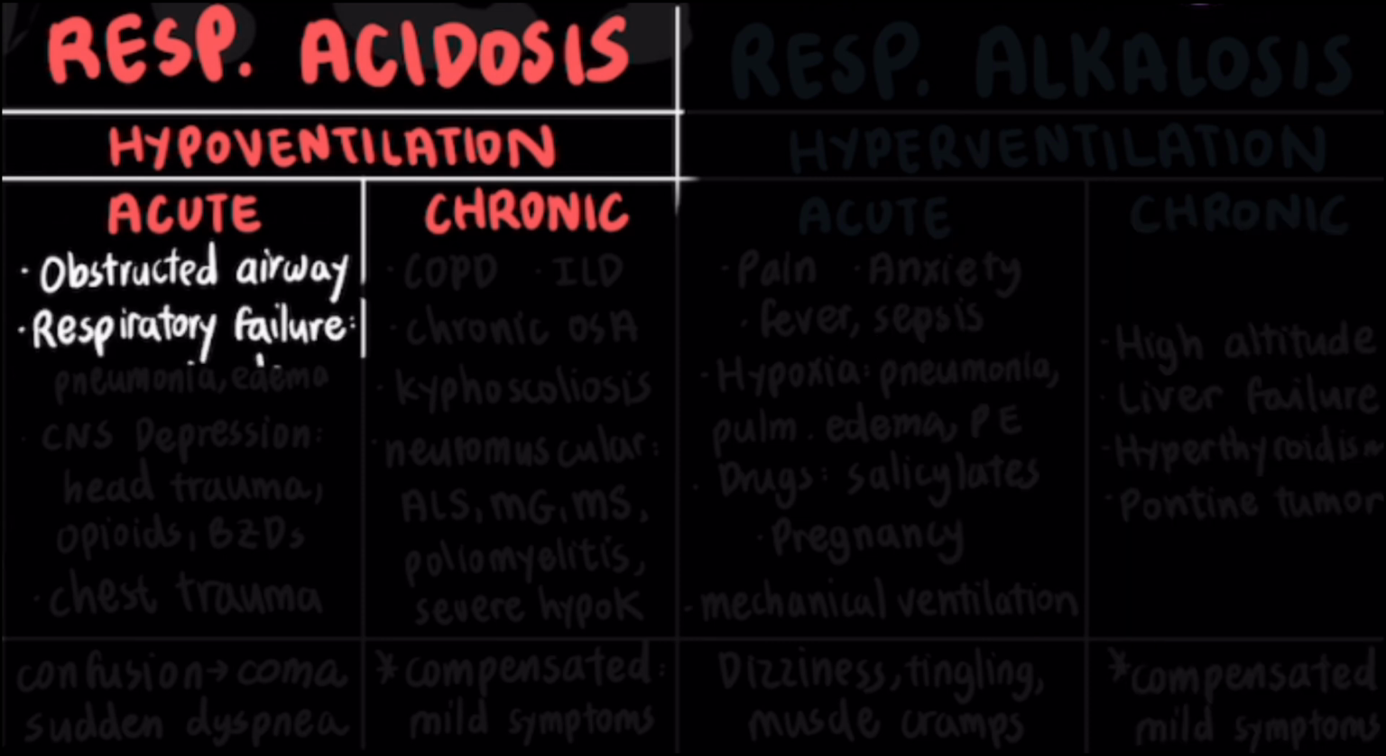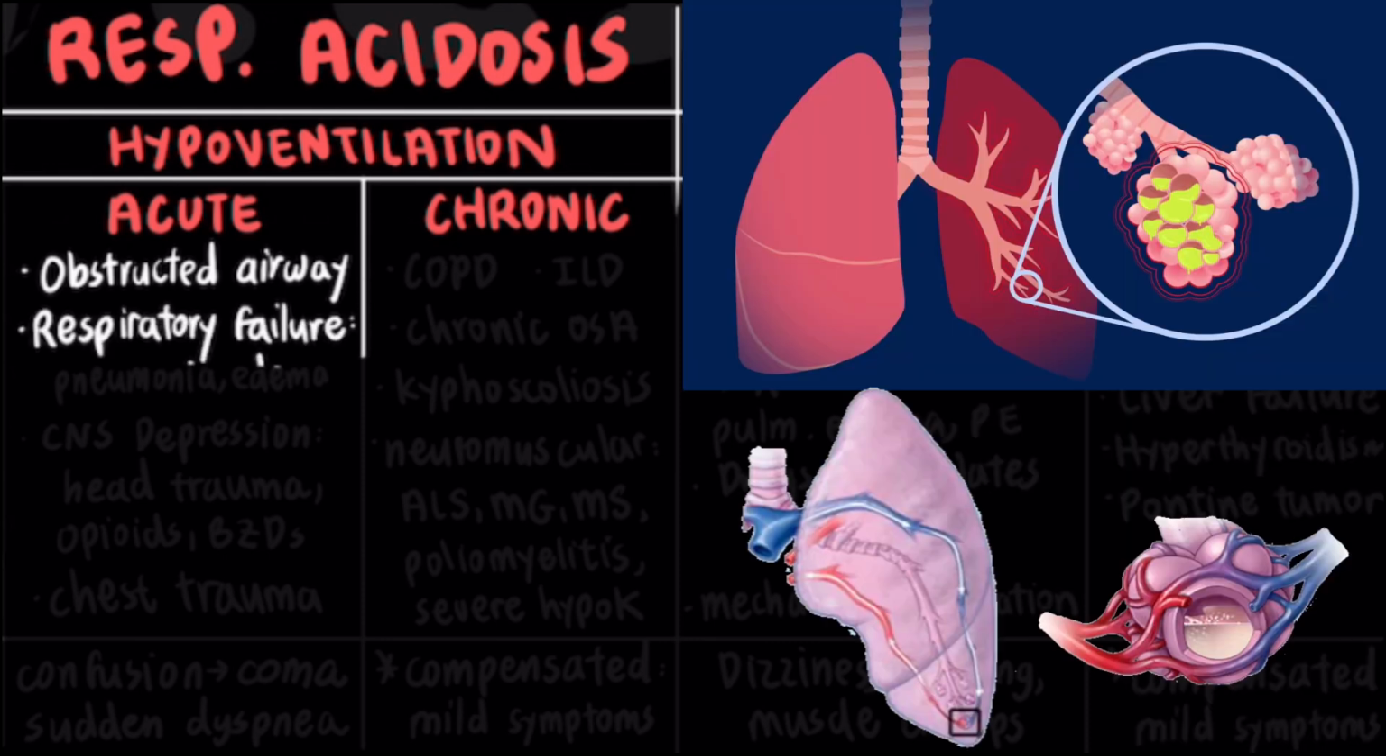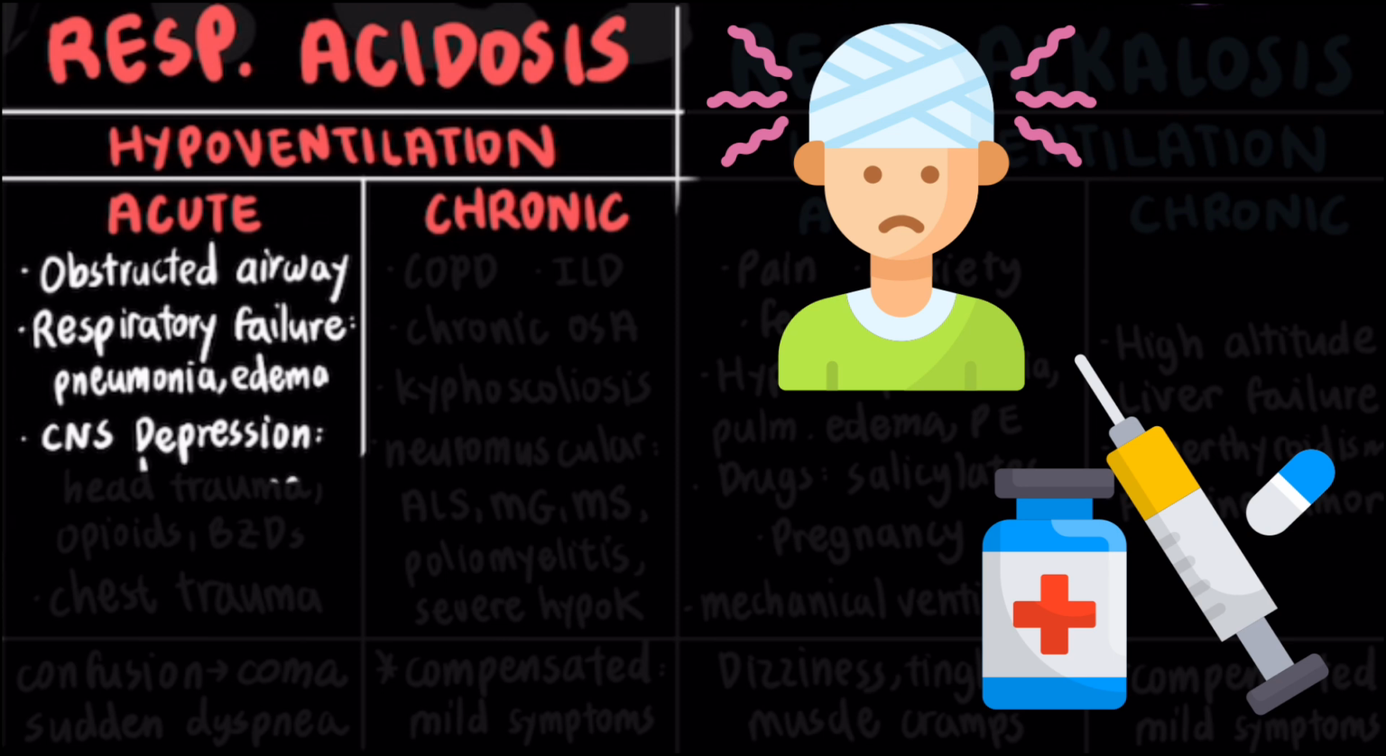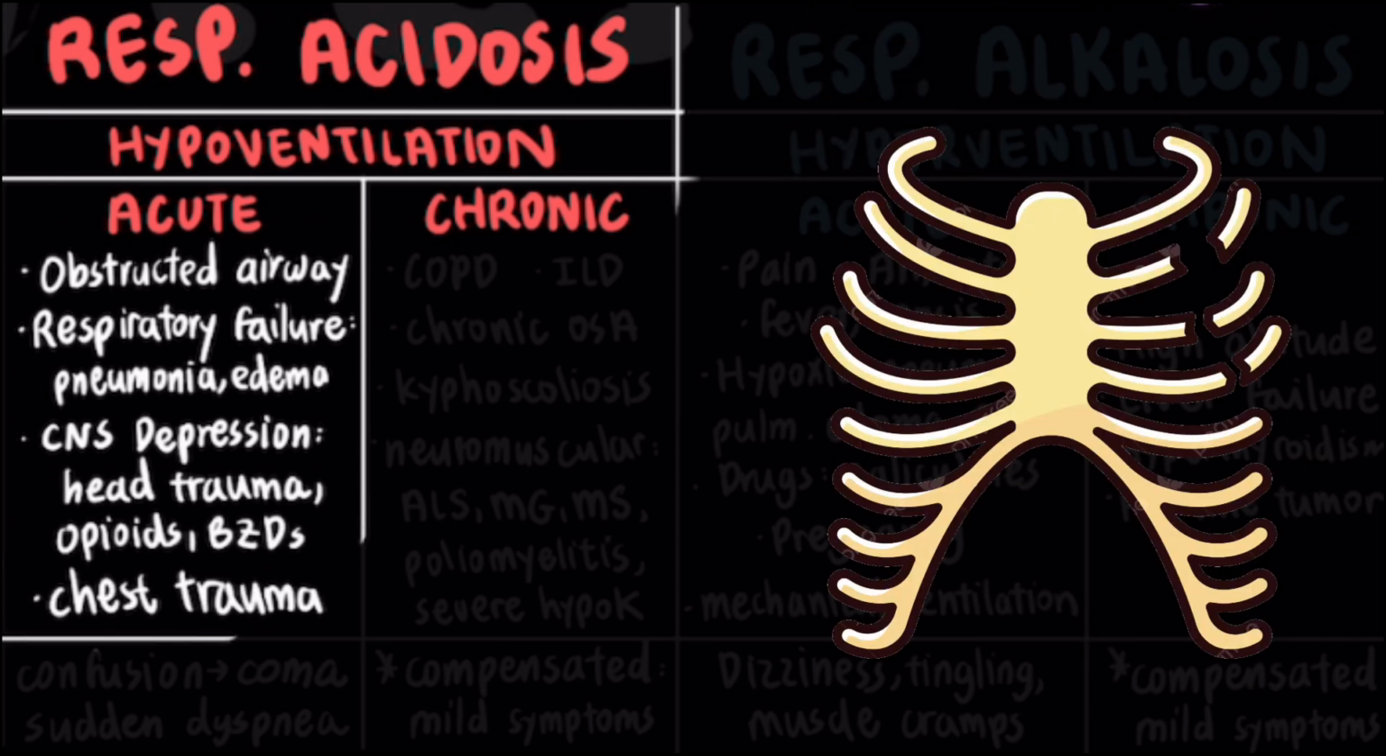Respiratory failure, such as from pneumonia or pulmonary edema, where gas exchange in alveoli is impaired. Central nervous system depression, which can occur with head trauma, opioid overdose, or benzodiazepine use. Chest trauma, such as rib fractures or flail chest, can cause pain or mechanical limitations of breathing.